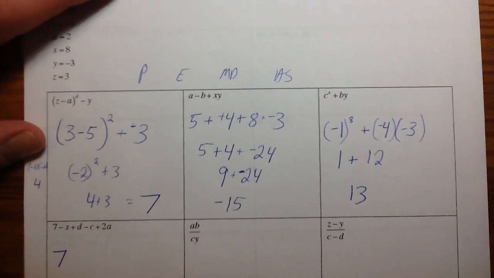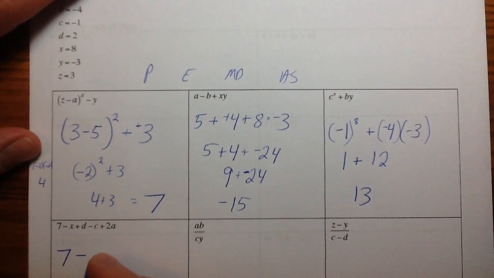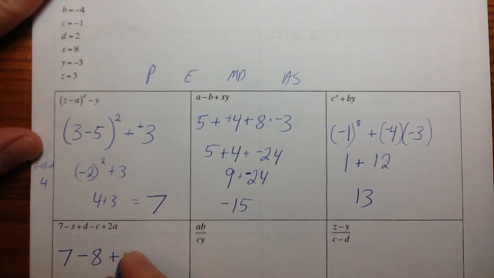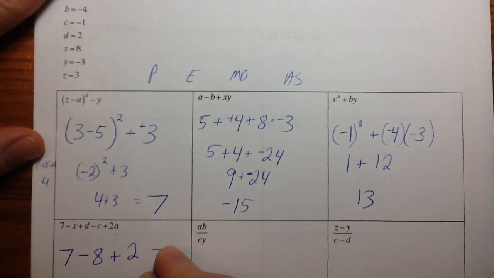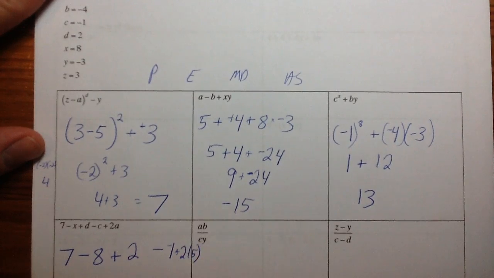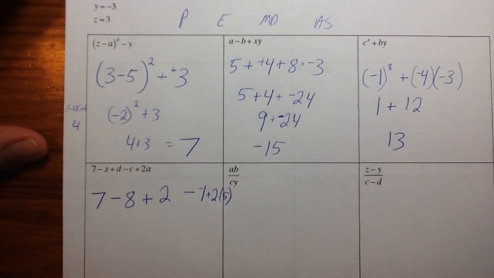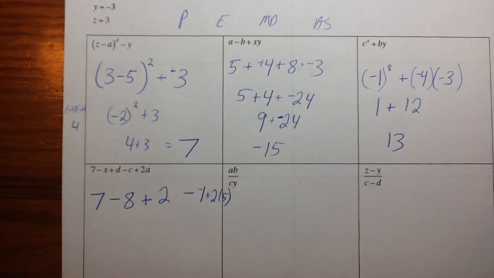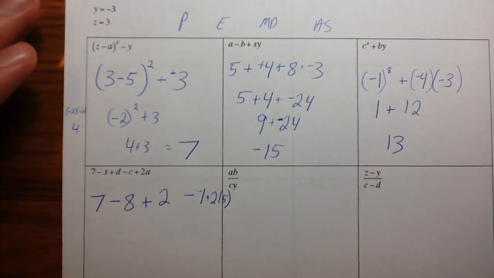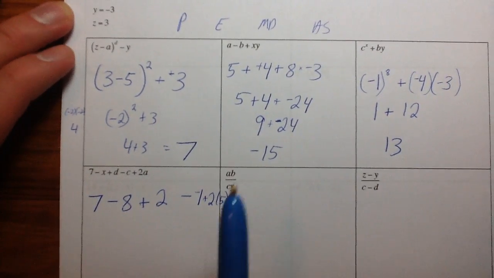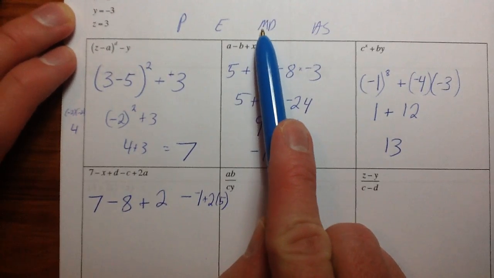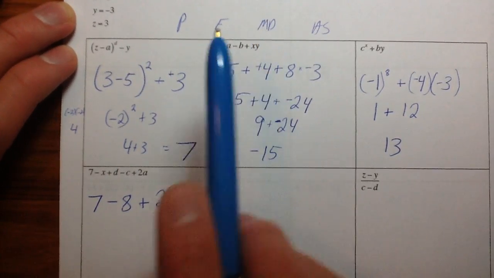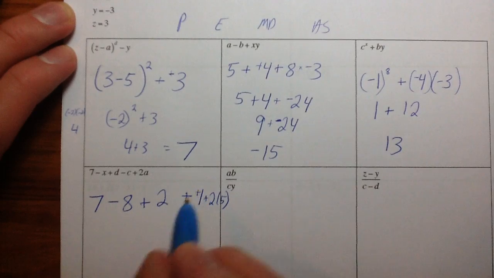7 minus x plus d minus c, running out of room, plus 2a. Should have written a little bit smaller. I used a big font. Okay, there is not much multiplication and division to do, but there is a little bit. So let's go ahead and do it. I'm going to go ahead and do this also.